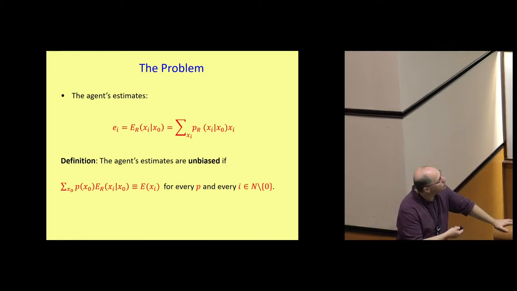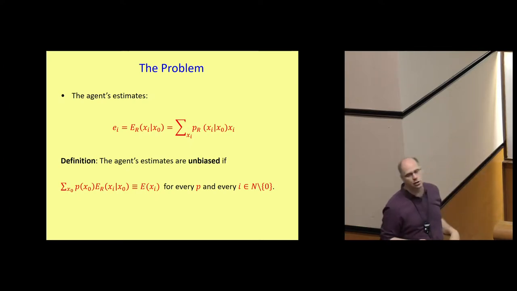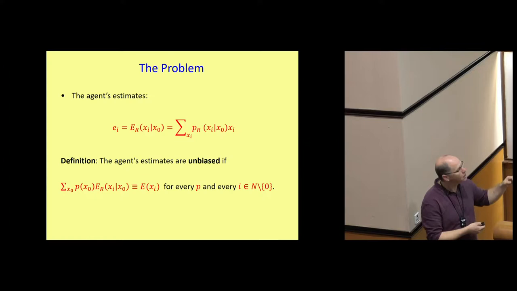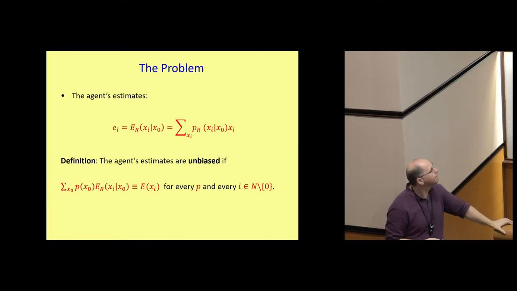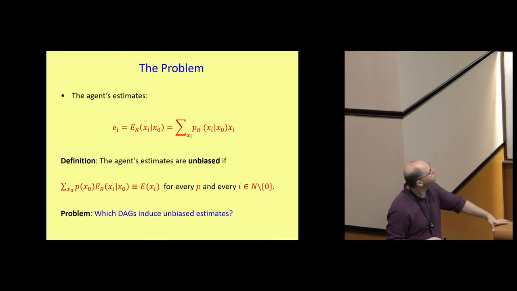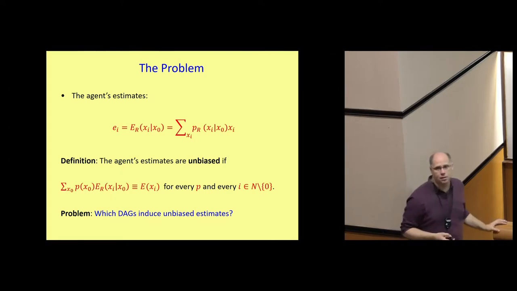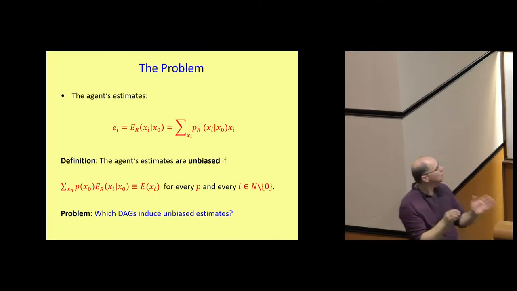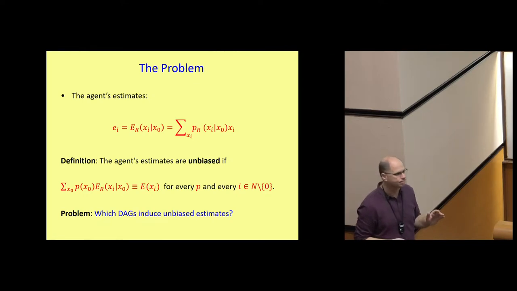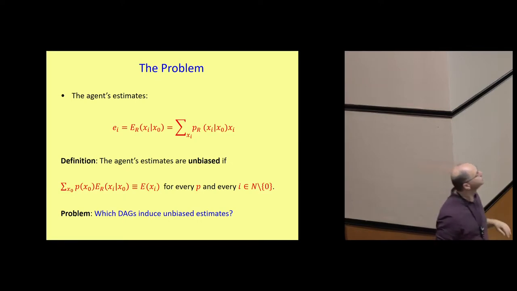And notice the quantifier here. It's for every variable that I estimate. For some applications, we don't care about every variable. We care about just one variable. But the characterization I'm going to show you today is just for this quantifier. And in the paper, there's also a characterization for a specific i, which is a bit more complicated. The technical question then becomes, and it's completely independent of the interactive aspect, it's just about the single agent problem: creating those conditional beliefs and asking which DAGs induce unbiased estimates. So I want to characterize those DAGs. Any questions about that? Okay, I'm sorry, it's not clear.